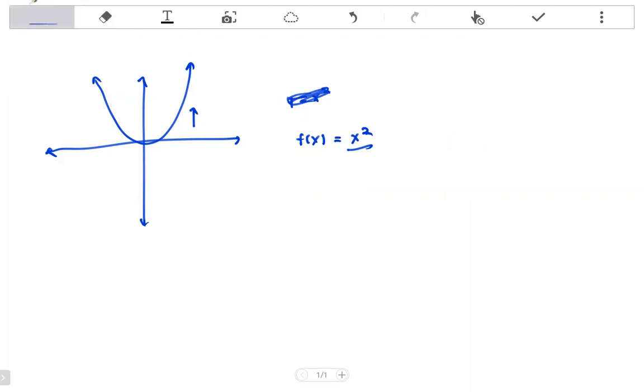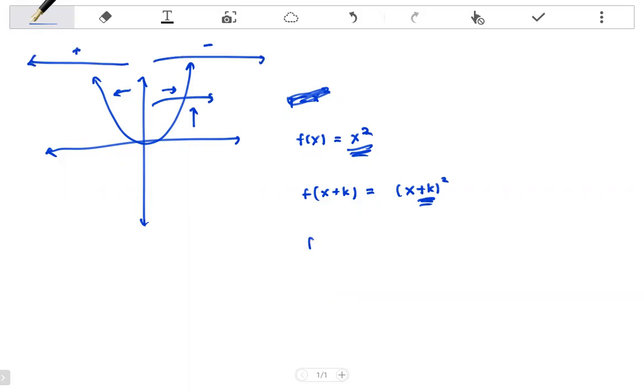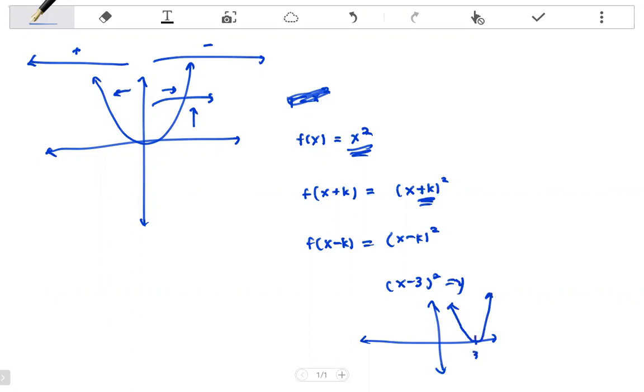On the other hand, if we want to move it left or right, we do not do f of x plus k, but we only do this, right? f of x plus k, like this, adding only to the x. So what does that be in this equation? It's going to be x plus k squared. And remember, if it's positive, it doesn't go this way. It goes this way. This is positive and this is negative. So f of x minus k would move it to the right, right? x minus 3 squared, for example. What does this look like? It's going to look like a normal x squared graph, but 3 units to the right. Right here, 3 units to the right. That's what it's going to look like.